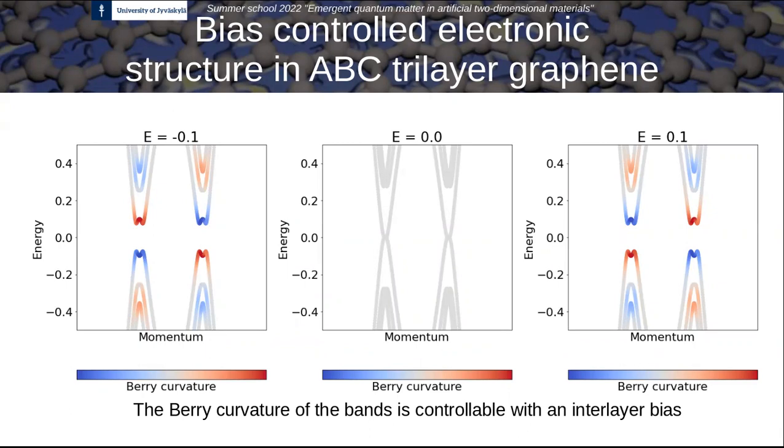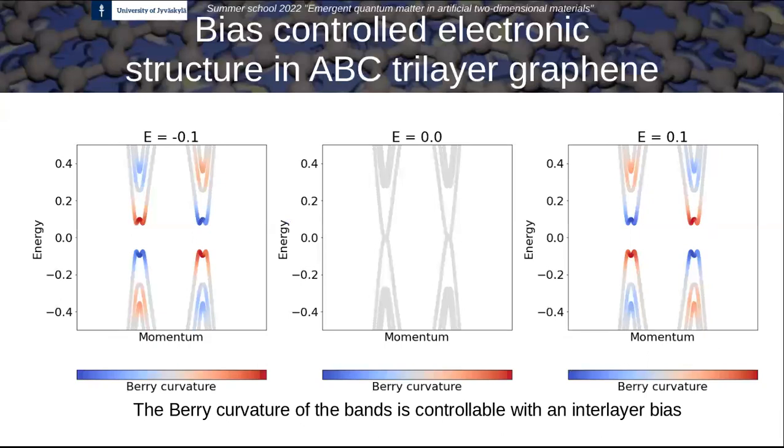So in the absence of an electric field, you essentially had this dispersion that was relatively flat and gives rise to a p to the third power dispersion at low energies. But now when you apply a bias, you open up a gap. And this gap, again, has a finite Berry curvature that changes sign once you change the sign of the bias. So if you have negative bias, for this valley, you get negative Berry curvature. And if you change the bias, you get positive Berry curvature.